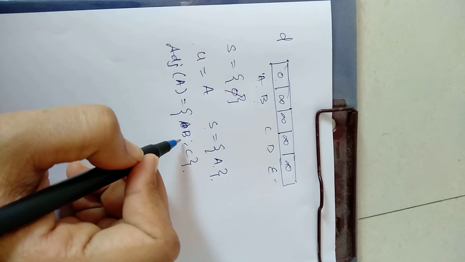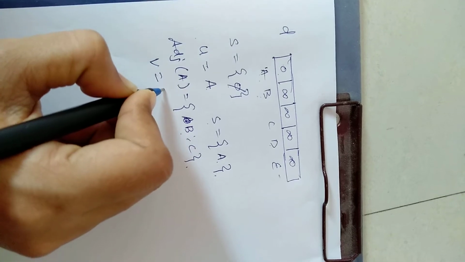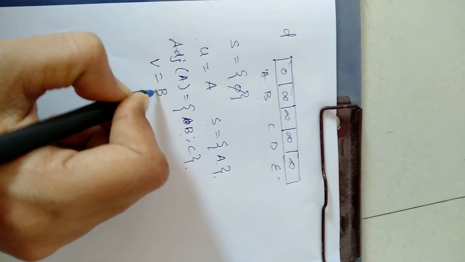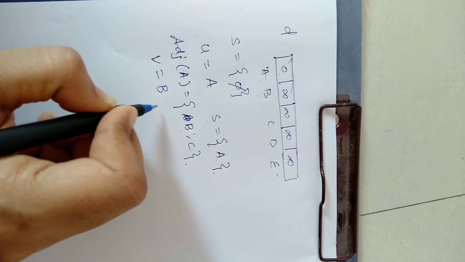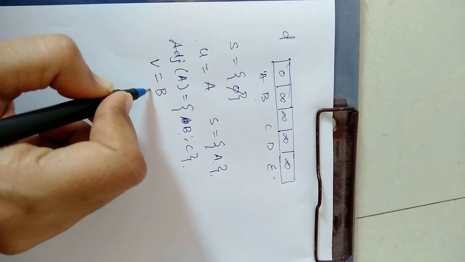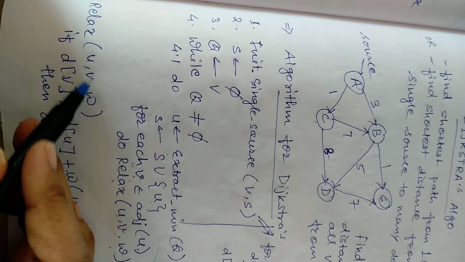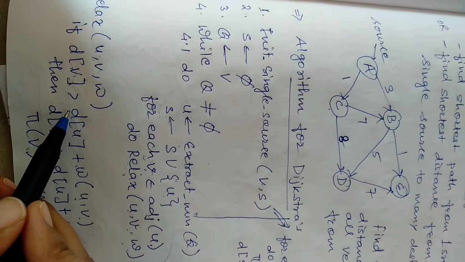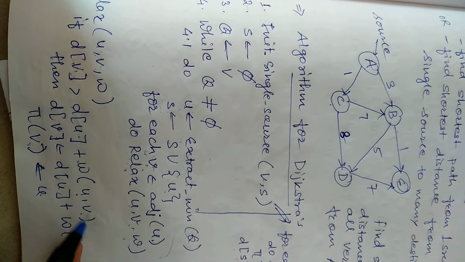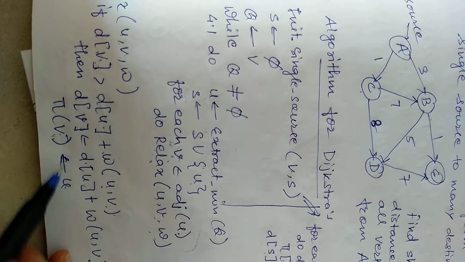So for each vertex, we'll apply the iteration. So V is equal to, assume the first adjacent vertex as B. We are calling a function that is relax U, V and W. So as per the relax function, our V is B and U is A. So we'll find out the distance of B. If it is greater than the distance of A plus the weight of AB, then we'll modify this and we'll set the parent of B as A.